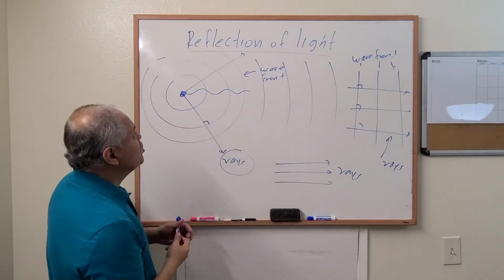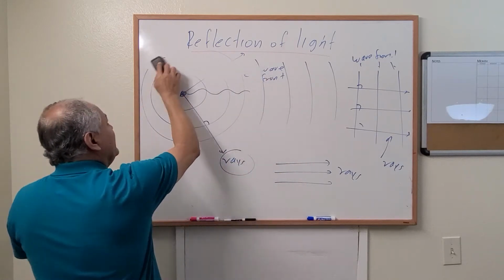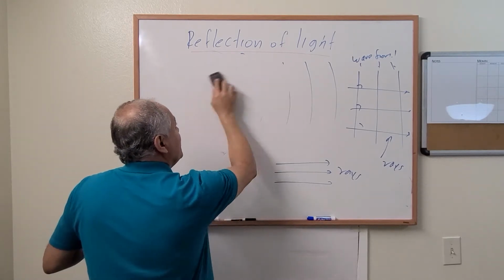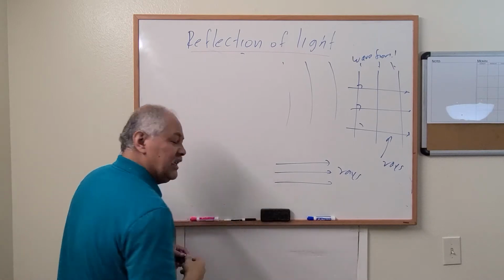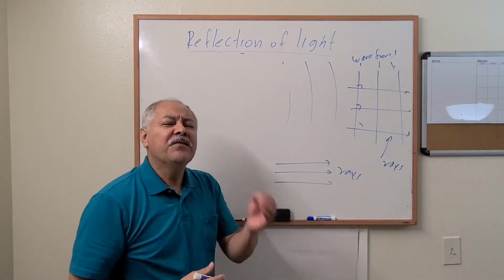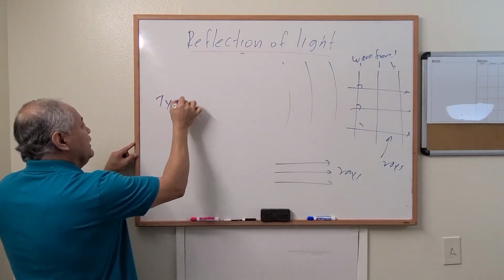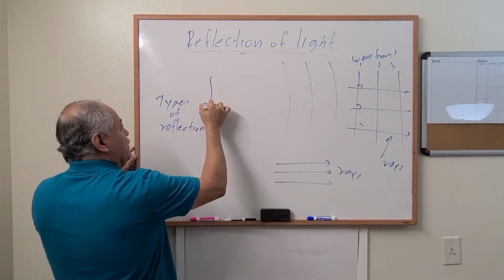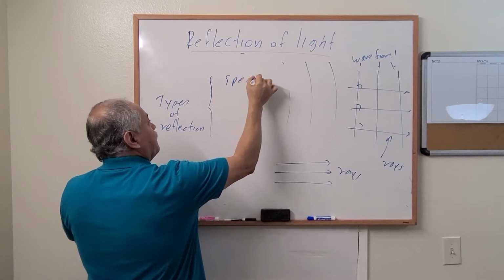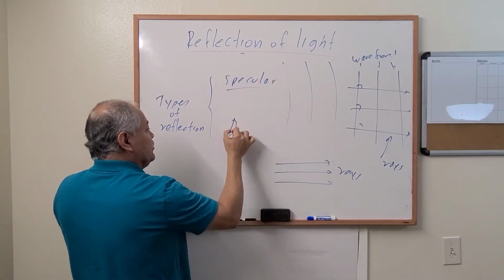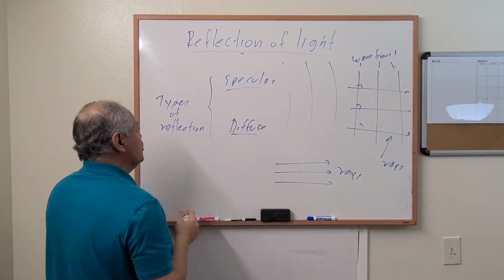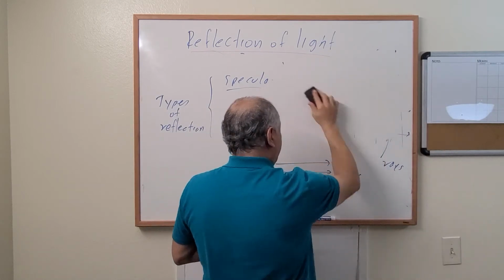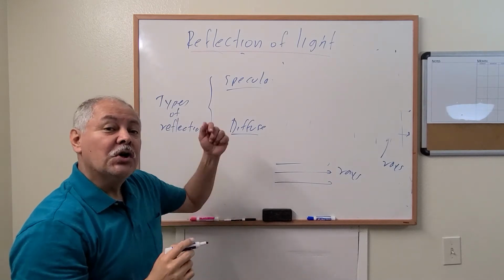Okay, now, let's go to reflection, correct? When we're dealing with reflection, we have two main types of reflection. We have the specular reflection and we have the diffuse reflection. We have two types, correct? We have specular and we have diffuse reflection. For specular reflection, the surface of reflection is very smooth compared to the wavelength.